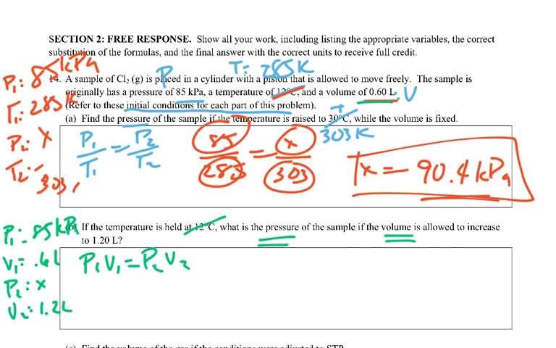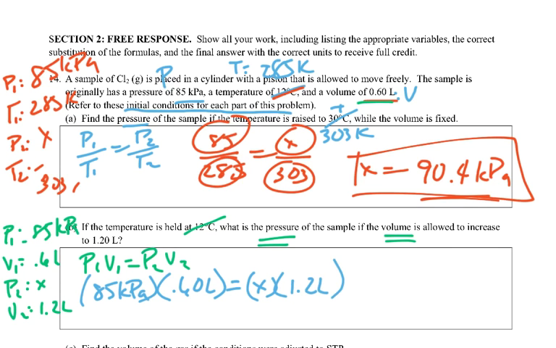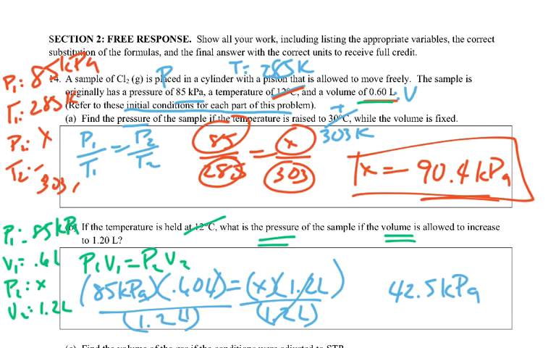But let's show the work. I'm going to change colors here. So it's 85 kilopascals times the volume of 0.60 liters is equal to x times 1.2 liters. To get x by itself, I divide both sides by 1.2. Liters drops out. So 0.6 over 1.2, that's half. Half of 85 is 42.5 kilopascals.